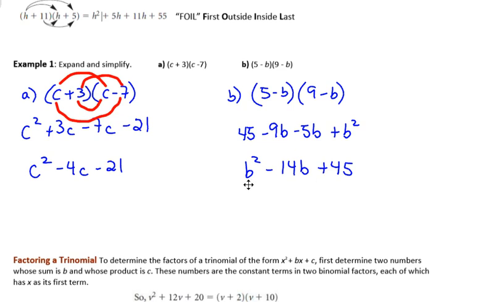Again, we always want to give it in the form with the squared term first, then our x term, then our constant. So again, we can see here, this time we multiplied 9 and 5 to get 45, and then we added, sorry, let me re-explain that. We took negative 9 and negative 5 to get 45, and negative 9 minus 5 to get negative 14. Okay?